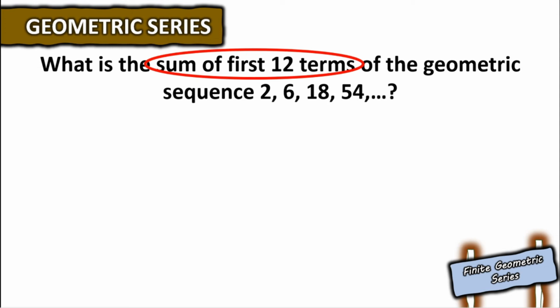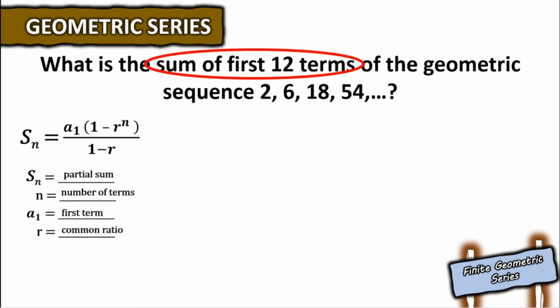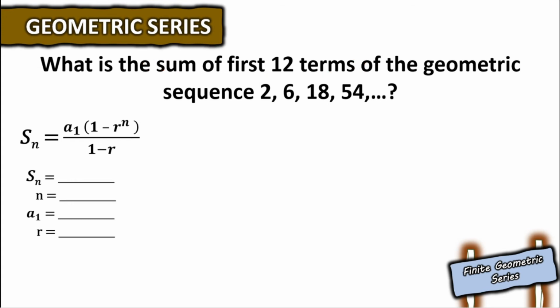And we will use the formula for finite geometric series, which is S sub n is equal to a sub 1 multiplied to the quantity of 1 minus r raised to n over 1 minus r. In this rule or formula, S sub n is the partial sum, n is the number of terms, a sub 1 is the first term, and r is the common ratio. To get the partial sum of the given sequence or the S sub n, we need to get first the values of n, a sub 1, and r.